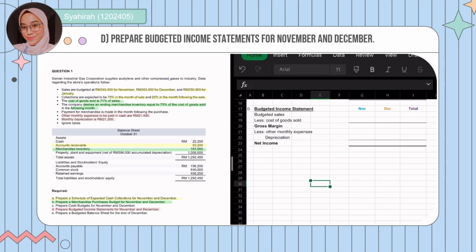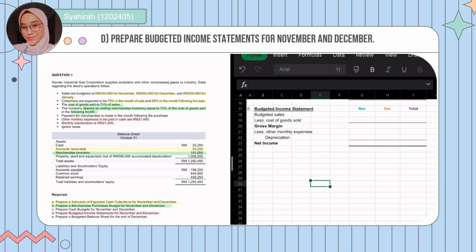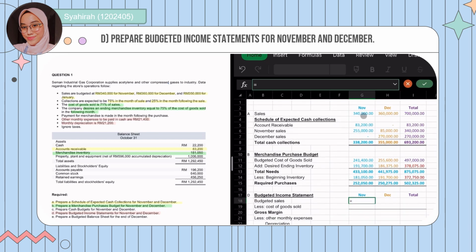So next question is D, to prepare the budgeted income statement for November and December. Okay, so to do that, this is the template I have done here for the budgeted income statement. So first we need to key in the data for budgeted sales. We have to key in the budgeted sales for November. So we just put it like this, equal sign and G3, and then press enter, and the amount will be the same. Or you can just copy, but I need to do this so that you guys will understand it.